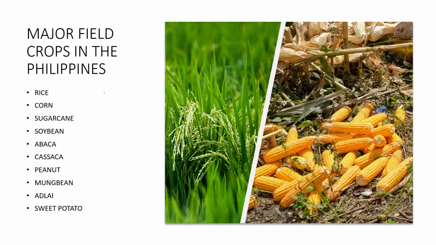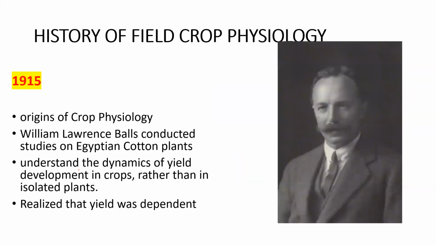So, meron tayong mga major field crops in the Philippines, wherein ito yung mga pwede nating i-example later on for our discussions. The rice, the corn, the soybean, sugarcane, abaca, cassava, peanut, mung bean, adlay, and sweet potato, and many more. Okay, these are some of the major field crops in the Philippines.